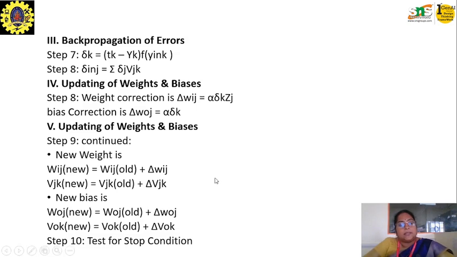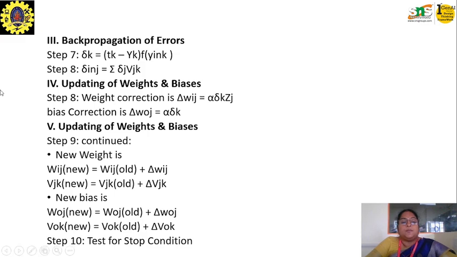So after the second step, we have the back propagation of error in step 7. We are going to find out whether the forwarded output has any error or not. The error will be calculated as del k. Del k is equal to tk minus yk. So what is this tk? It is the target output, and yk is the predicted, or we can say the actual output.